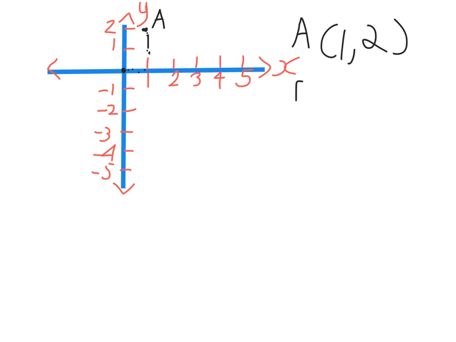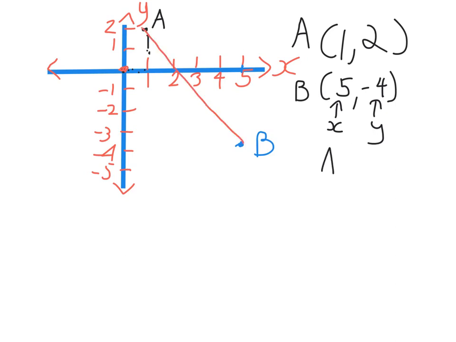So let's say I want to now plot a point. Let's say I want to plot the point (5, -4). Again, first number is always x, second number is y. So I start at the origin and I go across to x equals 5, which is here, and I go down to y equals negative 4, which is there. So that is the point B. Plotting points and writing their coordinates is really, really easy. If I join these 2 points up, I have a line segment. I call the line segment AB.